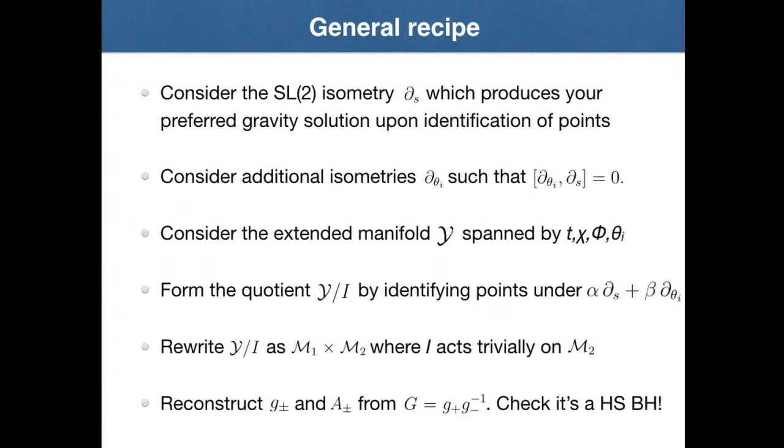And at the end, you can reconstruct your Chern-Simons connections, for instance, just by deriving A plus and minus from G plus and minus, and check what you get, and see if this procedure gives you a black hole, a conical defect, or whatever.